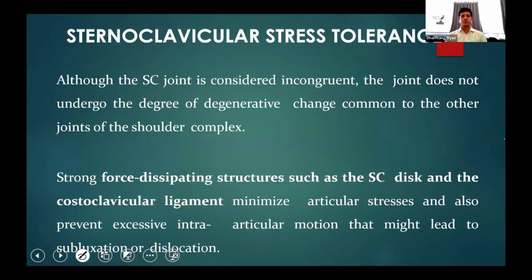Now, how does the sternoclavicular joint tolerate the stress? Strong forces are dissipated by structures such as the sternoclavicular disc and the costoclavicular ligament.